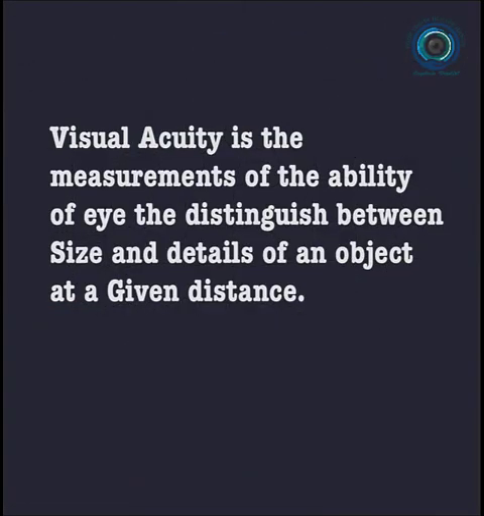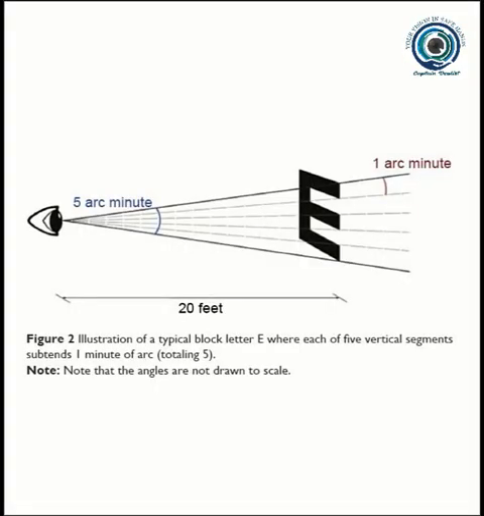Visual acuity is the measurement of the ability of the eye to distinguish between the size and details of an object at a given distance. Visual acuity in terms of visual angle is defined as the reciprocal of the minimum resolvable visual angle measured in minutes of arc for a standard test pattern.